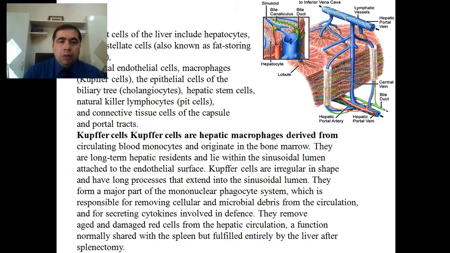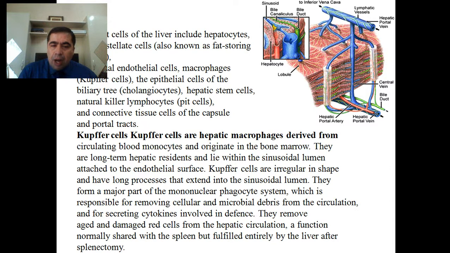And besides the hepatocytes, the other cells of the liver include the hepatic stellate cells, also known as the fat-storing Ito cells, sinusoidal endothelial cells, macrophages or Kupffer cells, epithelial cells of the biliary tree, cholangiocytes, hepatic stem cells, natural killer lymphocytes, and the connective tissue cells of the capsule and the portal tracts.